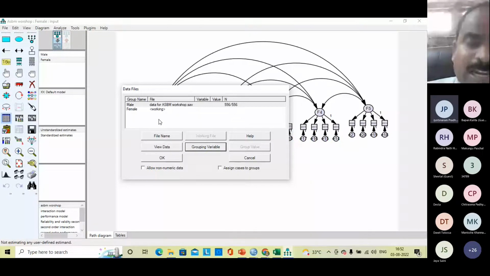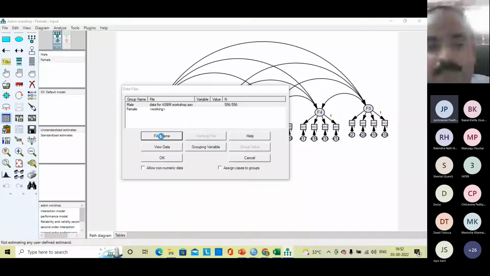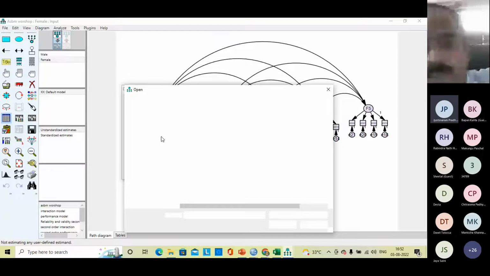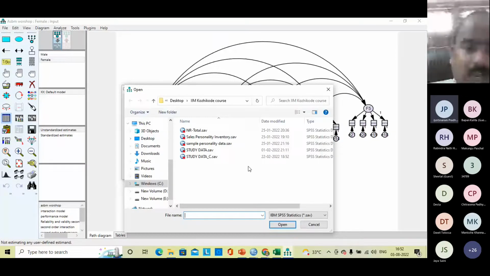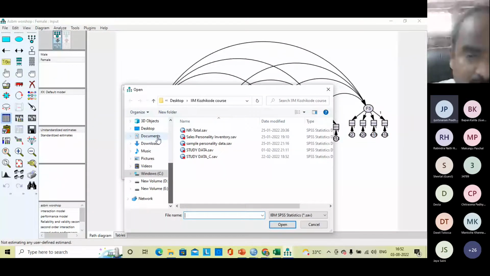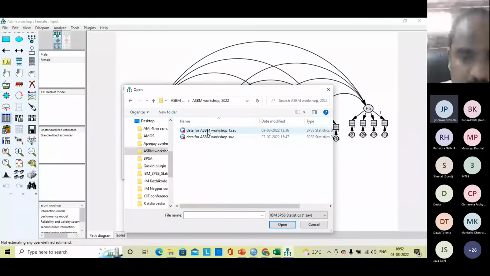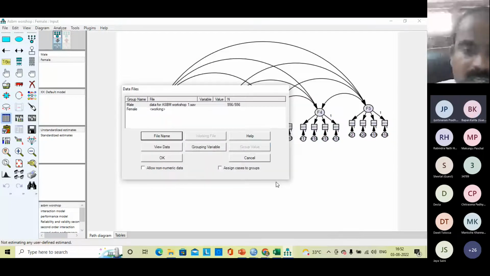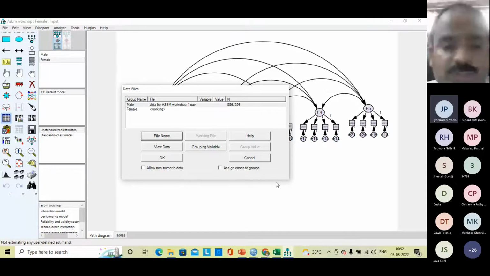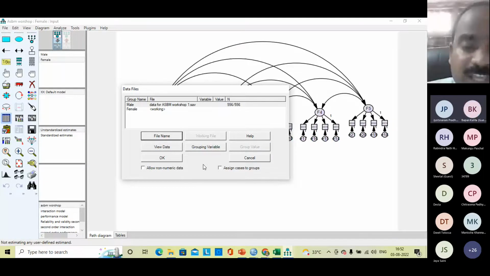Then locate your data file. Click on the file name. The data file I sent yesterday. Locate your data file. Okay, let me go to my data file. Click there, then open. Then you need to go to the icon group variable.